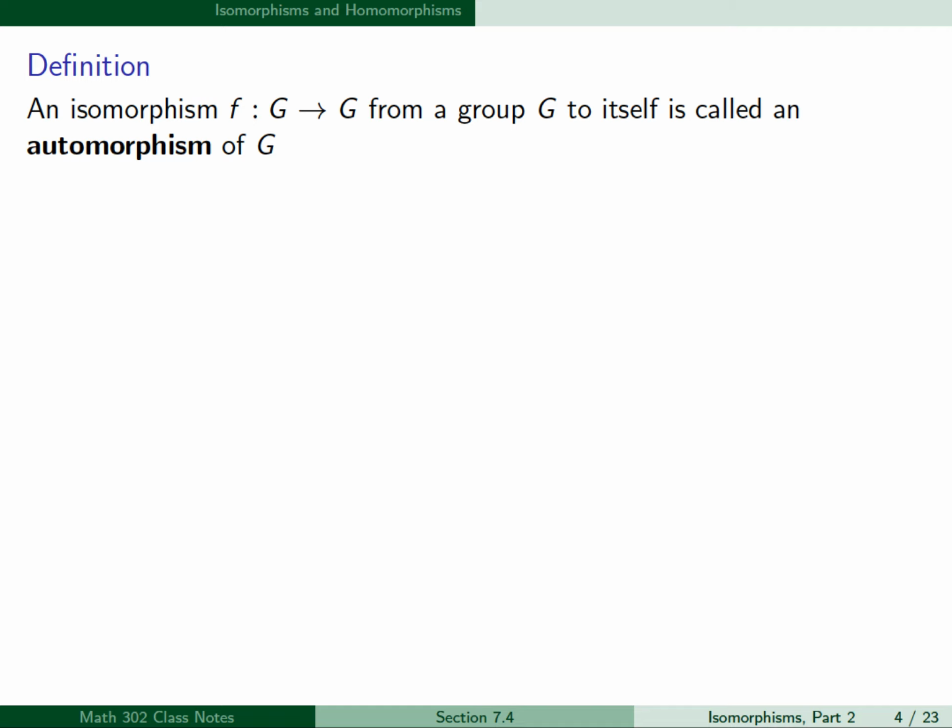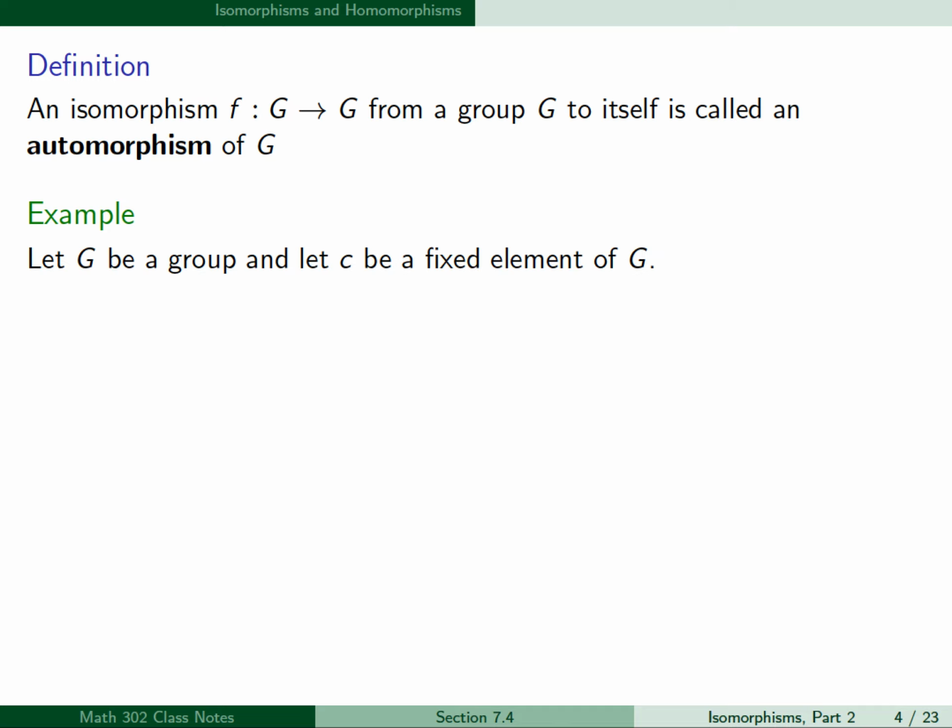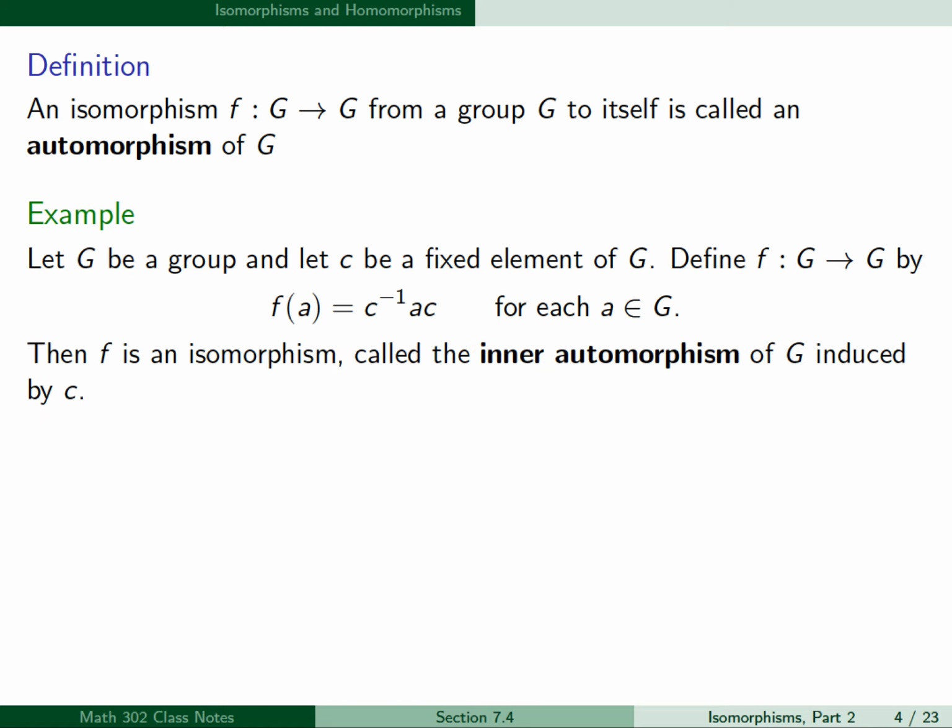An isomorphism f from G to G, from a group G to itself, is called an automorphism of G. For example, let G be a group, and let c be a fixed element of G. We can define f from G to G by f of a equals c inverse a c for each element a in G. Then f is an isomorphism, and this is called the inner automorphism of G induced by c. So this is an isomorphism from the group G to itself, and so that's called an automorphism.